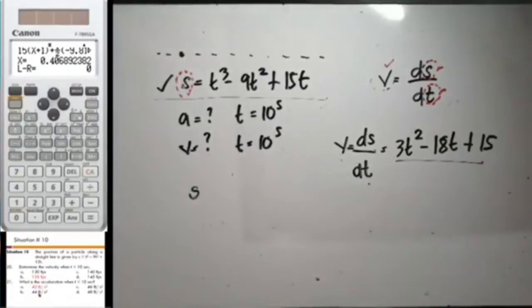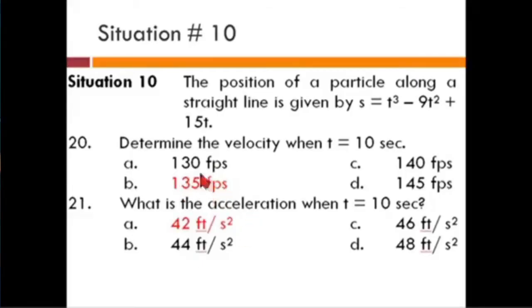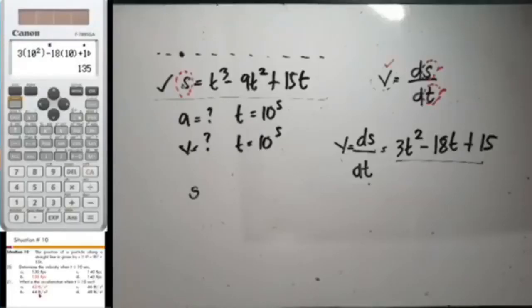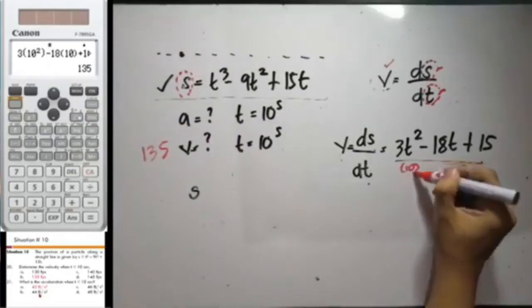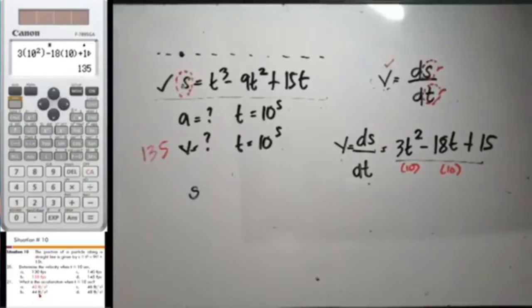Okay? So, 3 times 10 squared minus 18t plus 15. Okay, that's 135. So, yun ang sagot. 135 feet per second. Okay? So, sagot dito is 135. Sinubstitute ko lang to. Yung 10, then 10. Okay? And, so, yun.